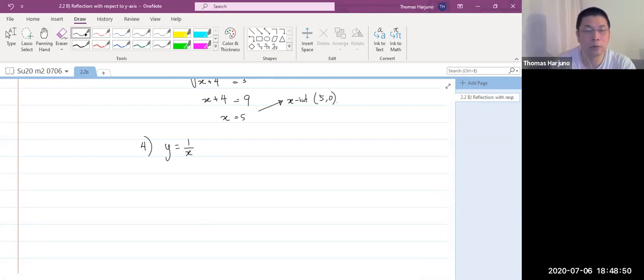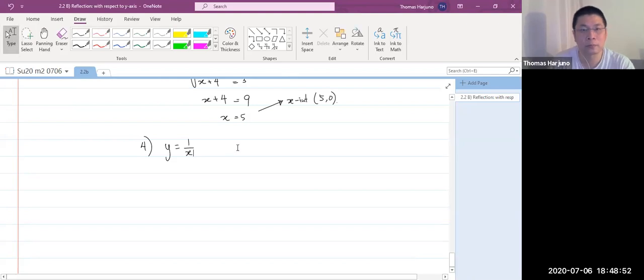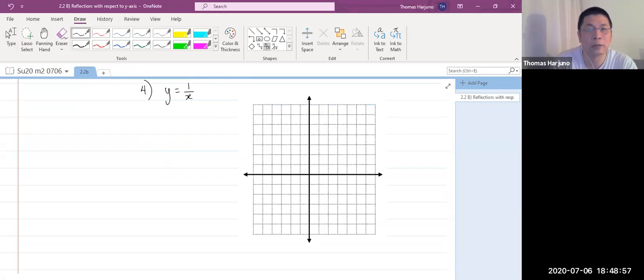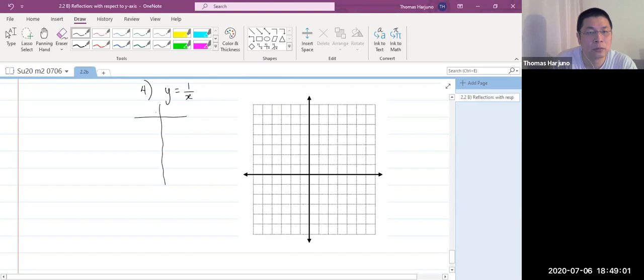Now the graph looks like, let's do some table first. Notice that when x equals 0, the y is undefined, right? So you see the domain right away: the domain is all real numbers except 0. Okay, that's for the domain.